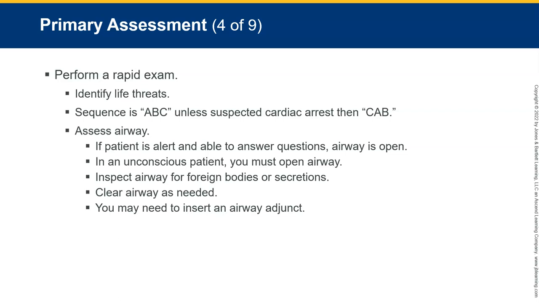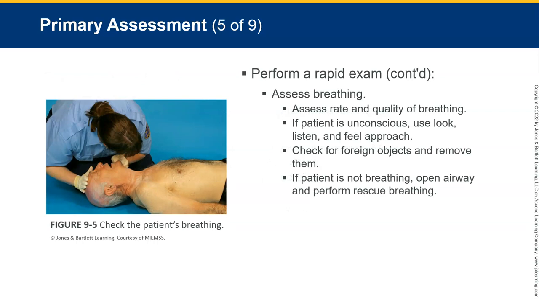You may need to insert an airway adjunct. If they're not breathing or they have snoring respirations when you get there, you may need to go ahead and just insert an airway adjunct. So we're going to carry on with that look, listen, and feel stuff. So assess the breathing. We're going to look for the rate and the quality of their breathing. If they're unconscious, we want to look, listen, and feel, right?